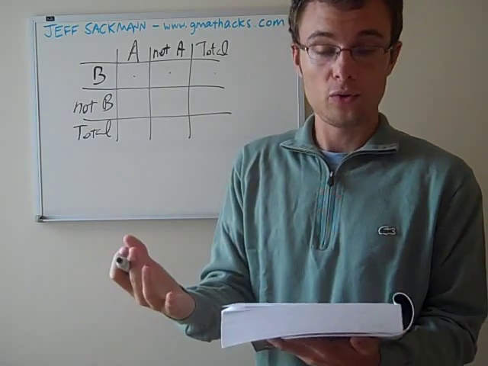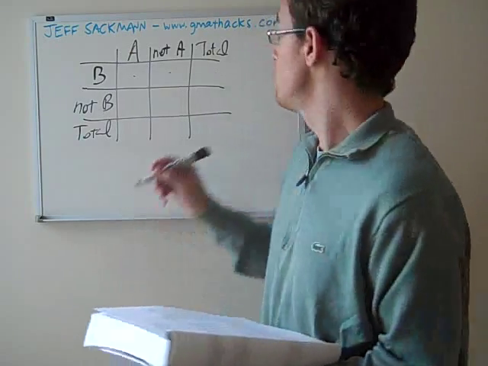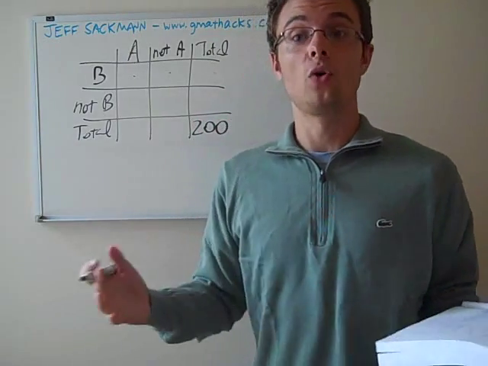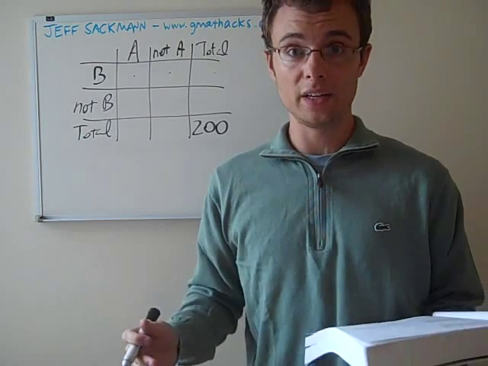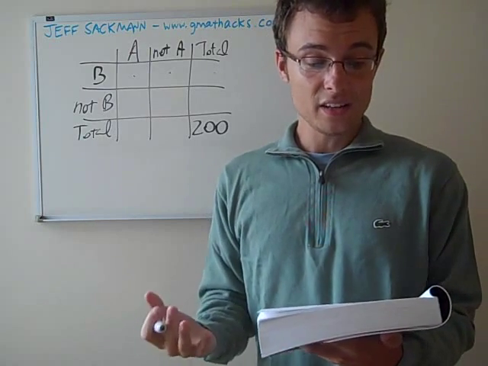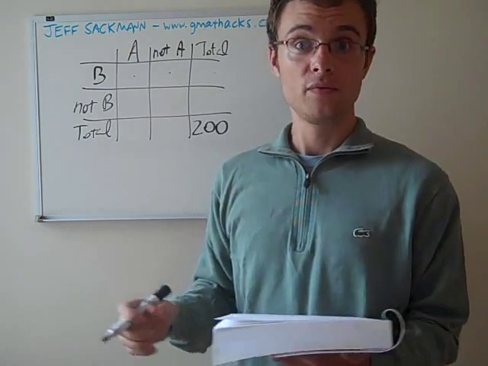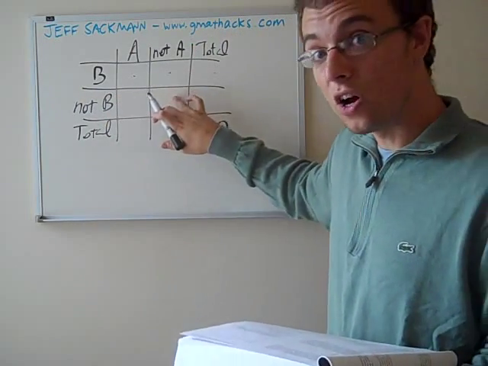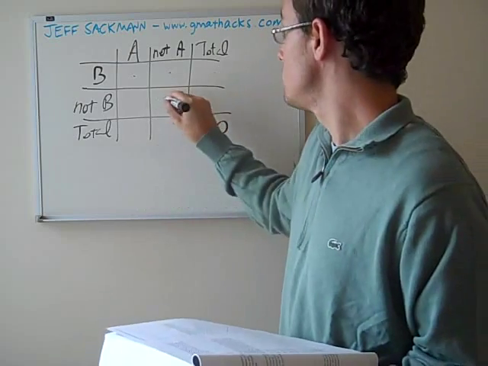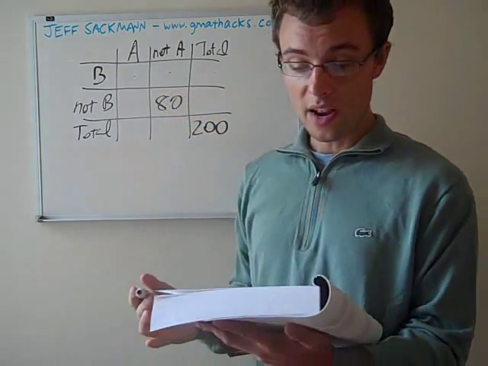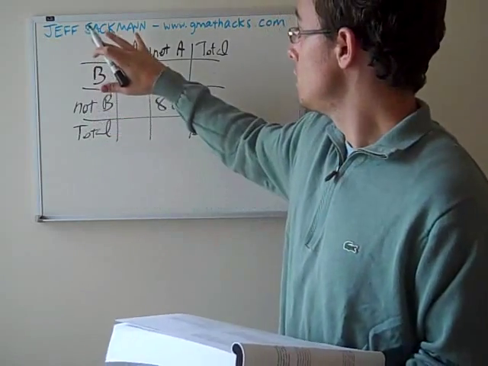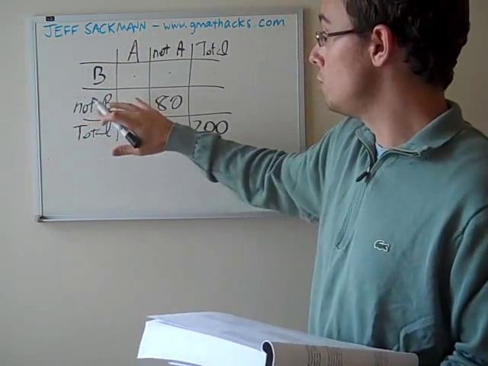So, 200 households surveyed. That's our total. That number goes down in the lower right-hand corner. That's the total of the total. Everybody who's anybody in this problem. Next, 80 use neither brand A nor brand B. So not A and not B intersect right here. This is always going to be the neither area. So we're going to jot down an 80 here. Next up, 80 used only brand A. So those are people who use brand A but don't use brand B.